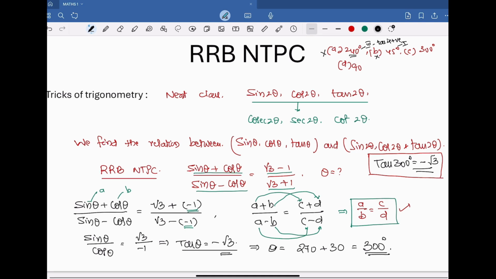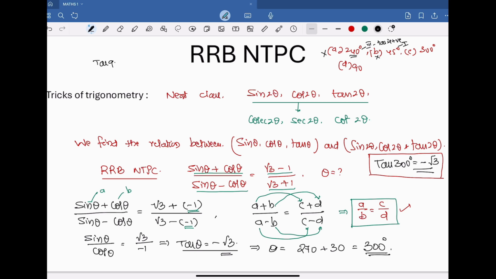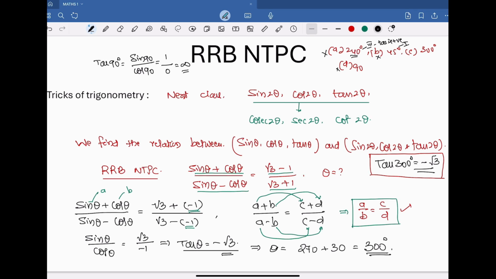Tan 90 is equal to sin 90 divided by cos 90. Sin 90 is 1, cos 90 is equal to 0. 1 by 0 is infinity. Minus root 3 is not infinity. Hence tan 90 degrees is eliminated. Answer is 300 degrees. If you don't remember the tan 300 value also, you can find it out from this.